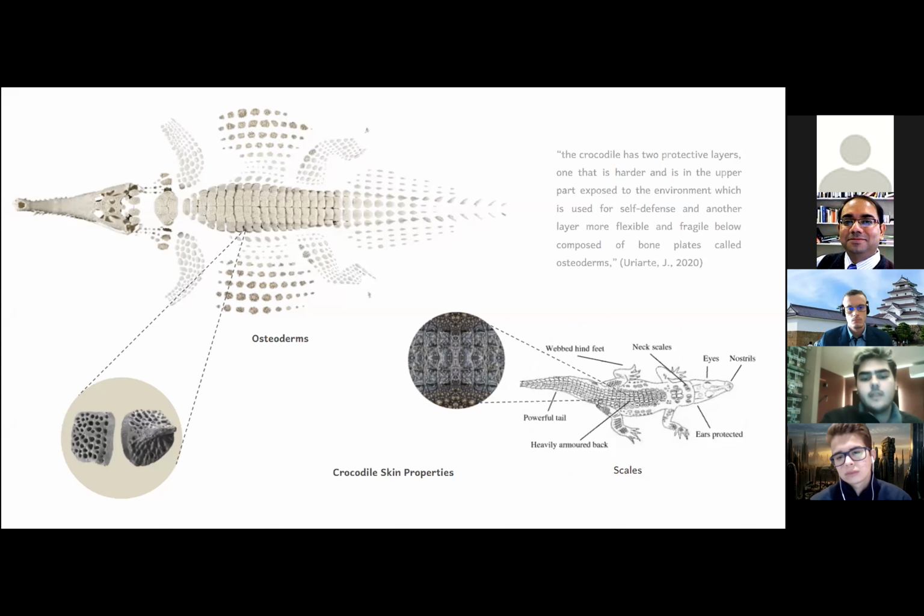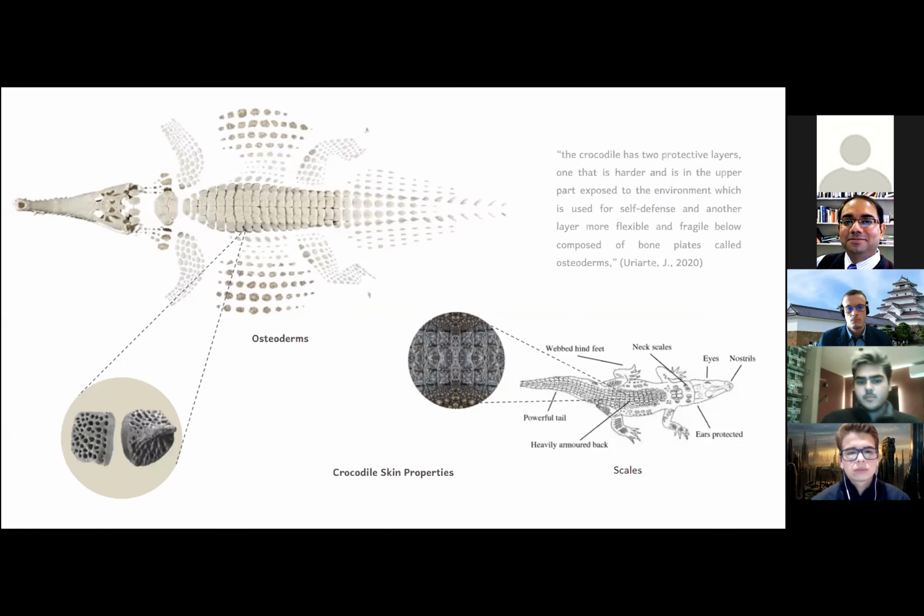It turns out a crocodile actually has two different skins. The first layer, which is the osteoderms, is more flexible and fragile and is composed of bone plates. This type of bone helps the animal adapt to different temperatures. During the day, they are able to absorb the heat of the sun, and that basically helps them survive low temperatures in water at night. And the second skin, which is a little harder and is on top, is the scales of the animal, which only helps as self-defense.